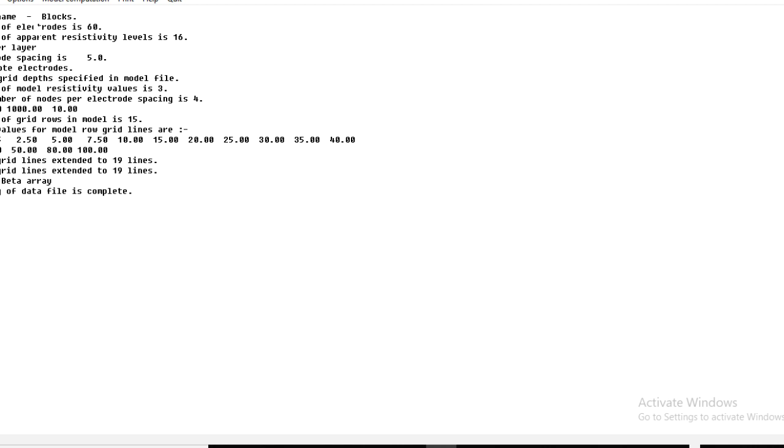Okay, now once I read the data, the model name is blocks, number of electrodes 60, number of apparent resistivity values 16, electrode spacing 5 meter, no remote electrode, model grid depicted, and the depth of the value for each row is given here. So after that, calculate the potential value.